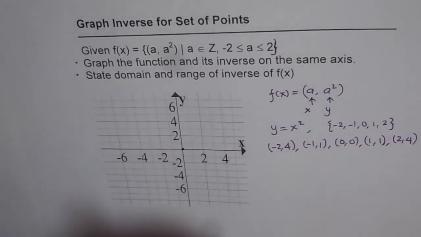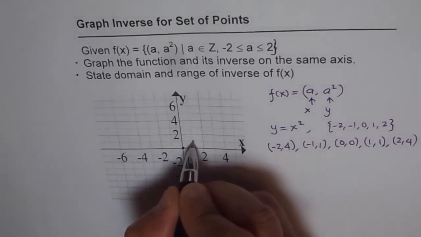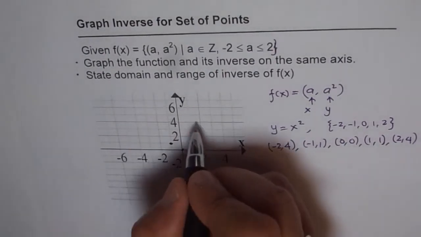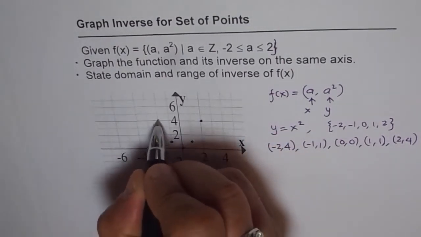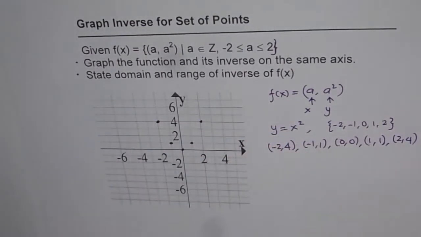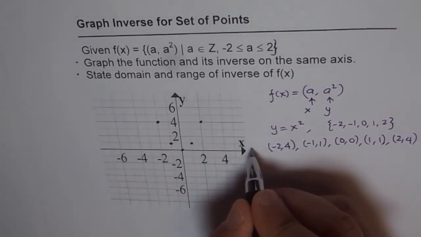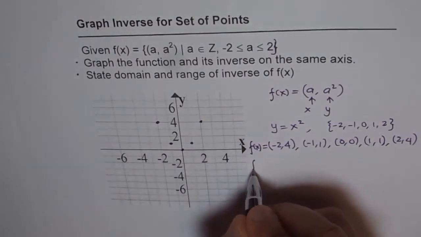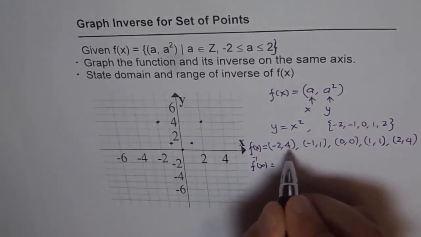So if you plot them, you get (0, 0) here, (1, 1), (minus 1, 1), and (2, 4), and (minus 2, 4). So these are the points which you really get. Now that is your function. So you could have written this as f of x equals this function. Now the inverse for you will be to flip these points.